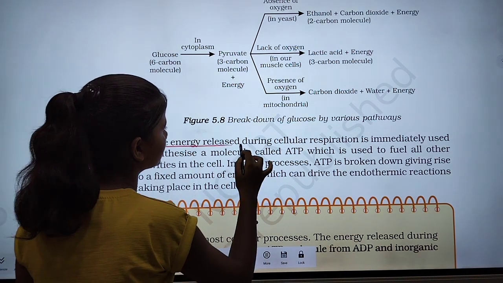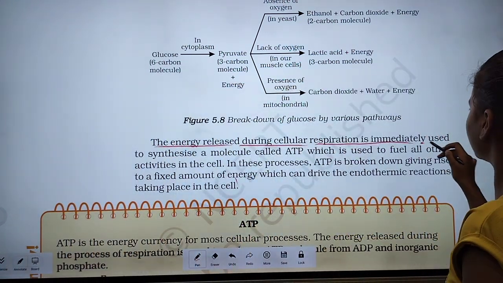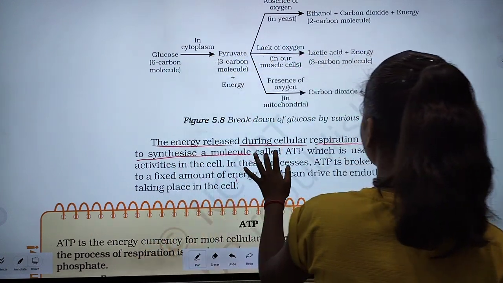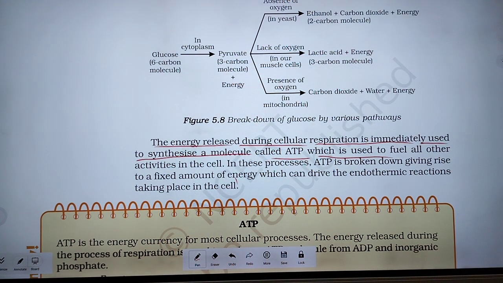The energy released during cellular respiration is immediately used to synthesize a molecule called ATP, which is used to fuel all other activities in the cell.